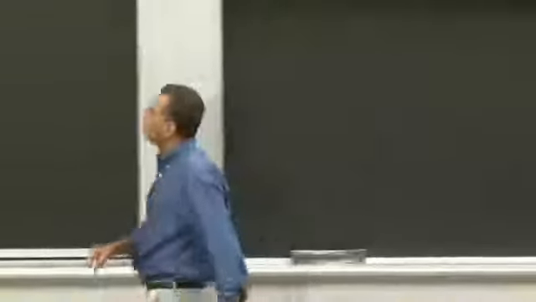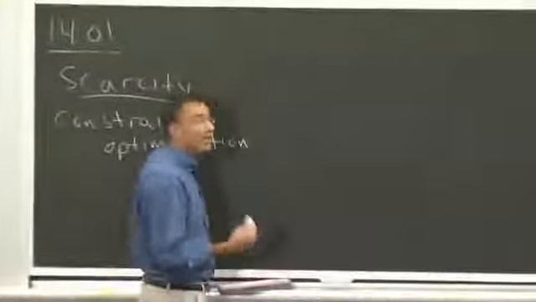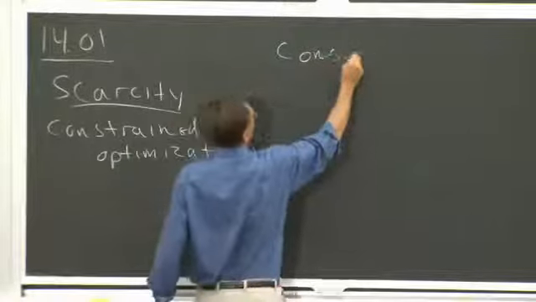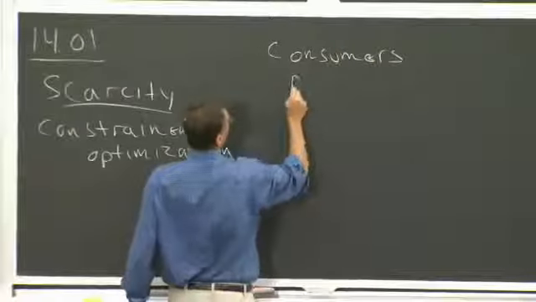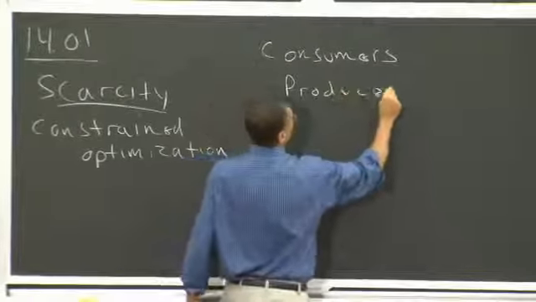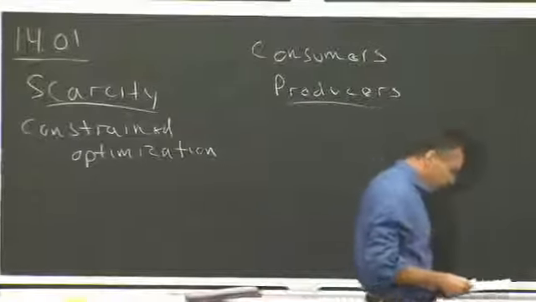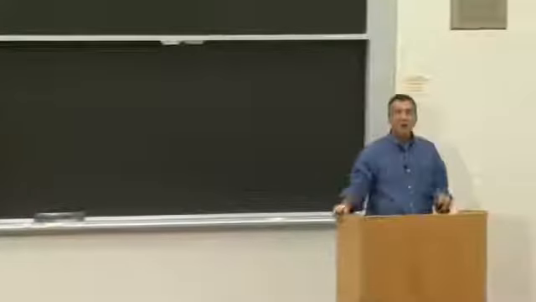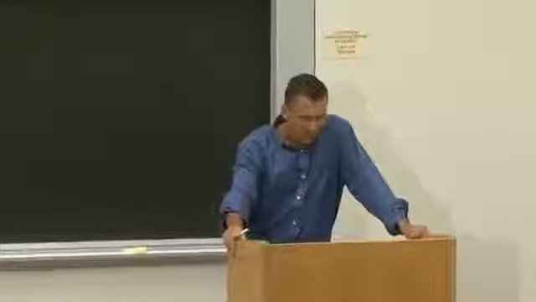Now, what we're going to do in this class is focus on two types of actors in the economy: consumers and producers. We are going to build models of how consumers and producers behave. Technically, a model is going to be a description of any relationship between two or more economic variables.